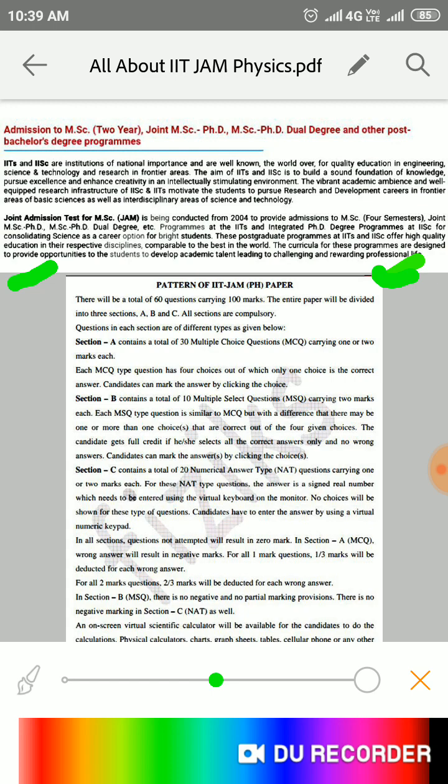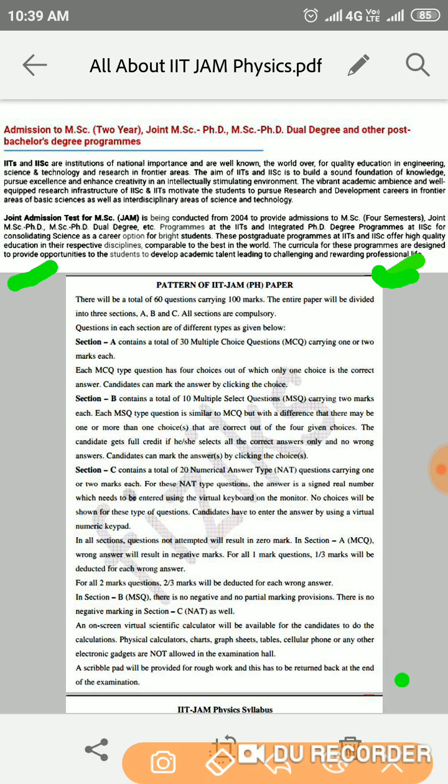The subject from which you want to give the paper, you should have studied that subject in at least 4 semesters in your undergraduate course. If you have studied any subject in at least 4 semesters in your undergraduate course, then you are eligible to give the JAM paper for that subject.